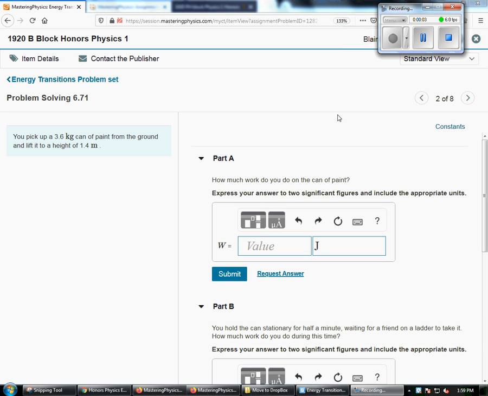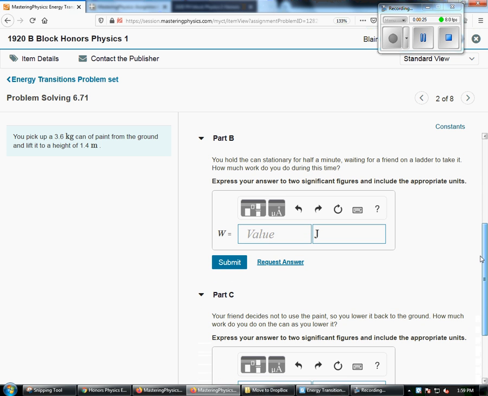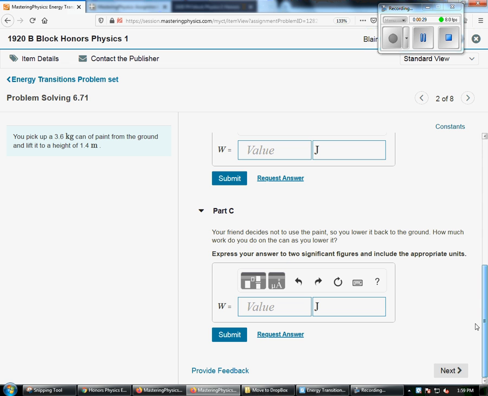Number 2. You pick up a 3.6 kilogram can of paint from the ground and lift it to a height of 1.4 meters. I'm going to assume that on the ground it wasn't moving, and when it gets up to the height, it isn't moving either. How much work do you do on the can of paint? You hold it stationary for half a minute, waiting for a friend or a ladder to take it. How much work do you do during this time? If your friend decides not to use the paint, you lower it to the ground. How much work do you do on the can as you lower it?